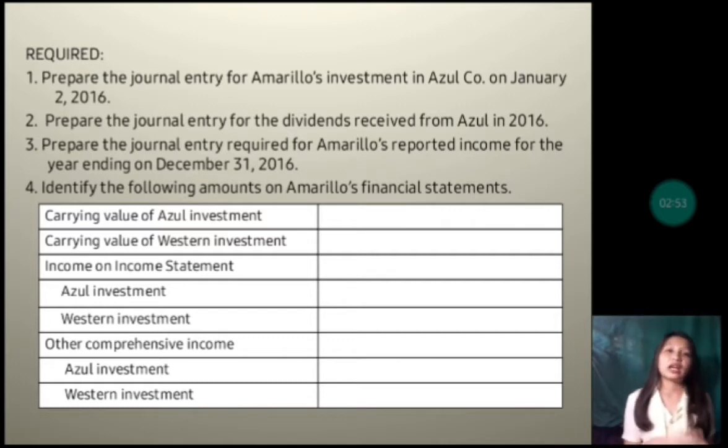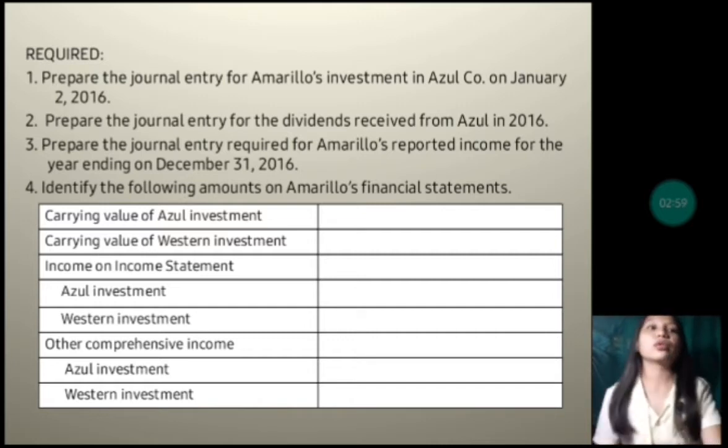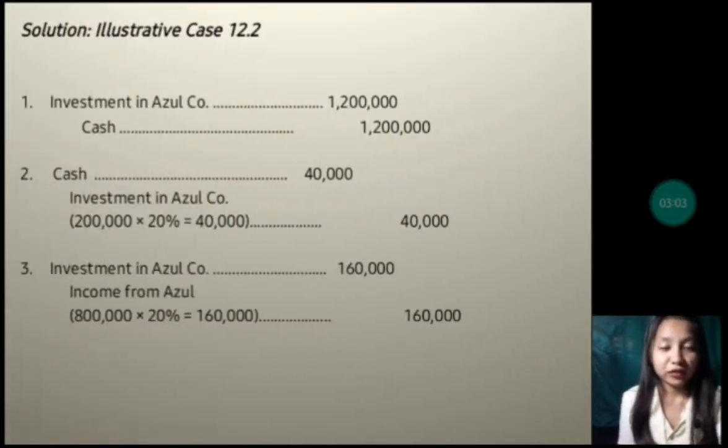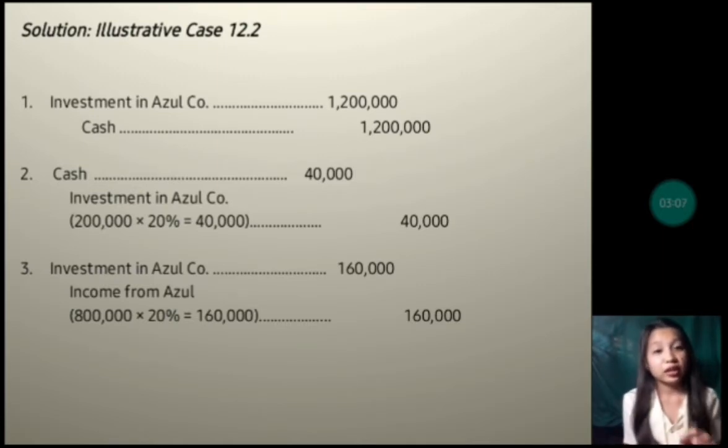First is prepare the journal entry for Amarillo's investment in Azul Corporation on January 2, 2016. So here is the answer. Debit investment in Azul Corporation, credit cash, which amounts to 1,200,000. This was the purchase price of the investment in Azul Corporation.